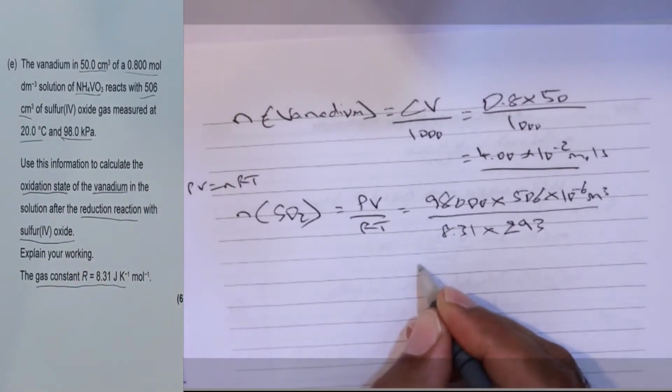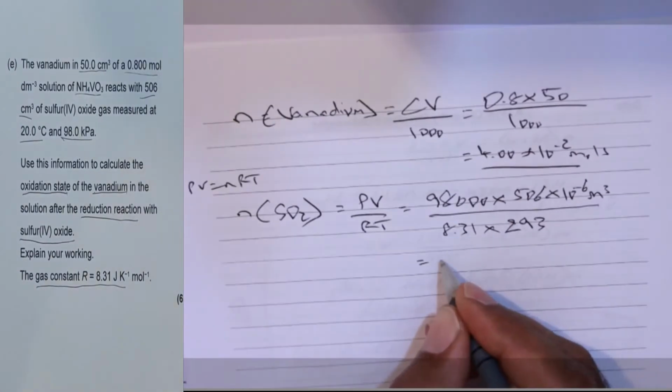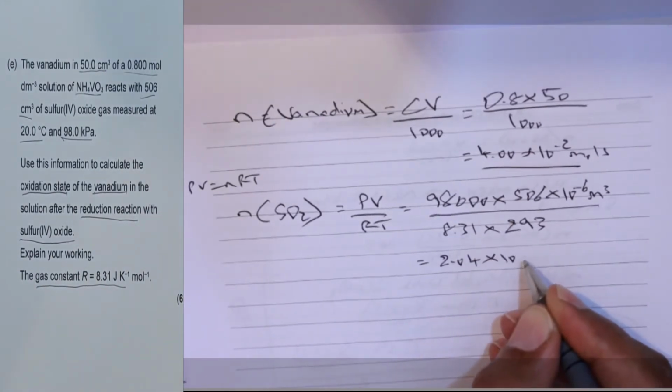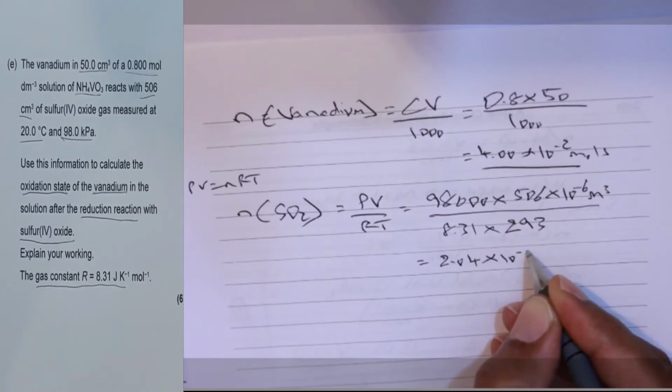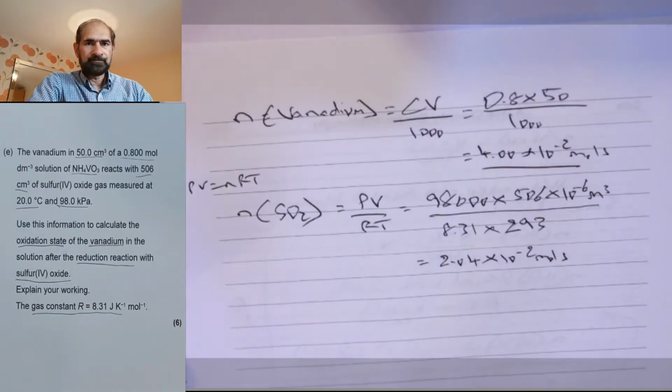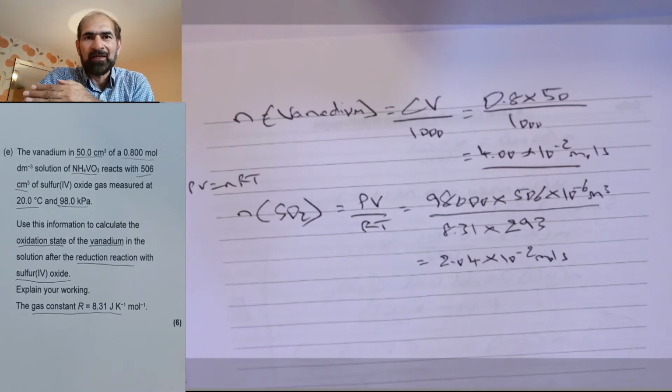And the answer is 2.04 times 10 to the minus 2 moles. So far, okay, I don't know how to approach the rest of the question yet. I could still get these marks, okay.